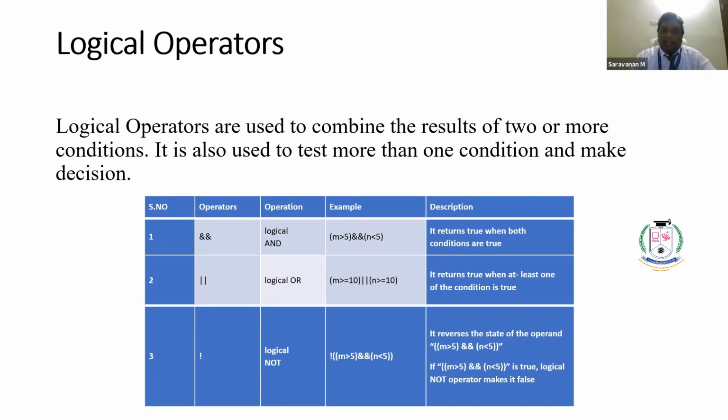See, this is like two expressions: m greater than 5 and n greater than some value. For logical AND, if both the expressions are true, you get an output. The other one, logical OR, if any one of the expressions is true, you get an output. And the logical NOT is the negation of what is there in the expression.